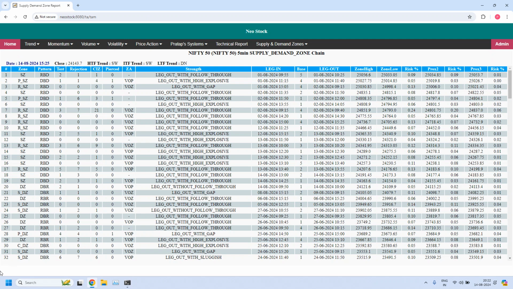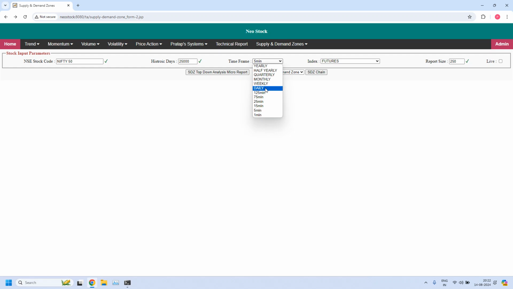So this is about the Nifty supply demand zone chain, starting from monthly to 5 minutes time frames. And next we will generate supply demand zone chain for Bank Nifty, that is Nifty Bank. So let's start with monthly time frame. So I am generating monthly supply demand zone chain for Bank Nifty.